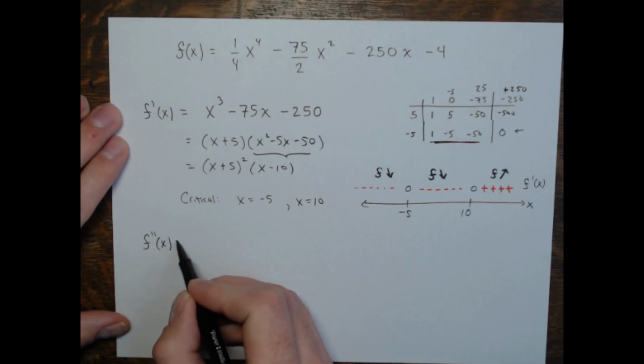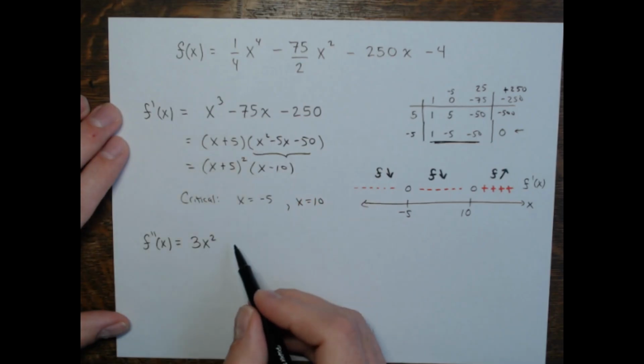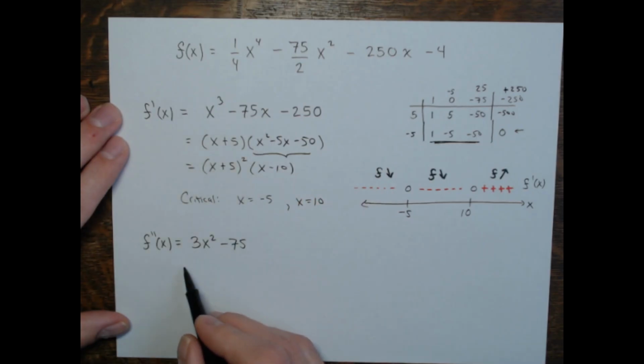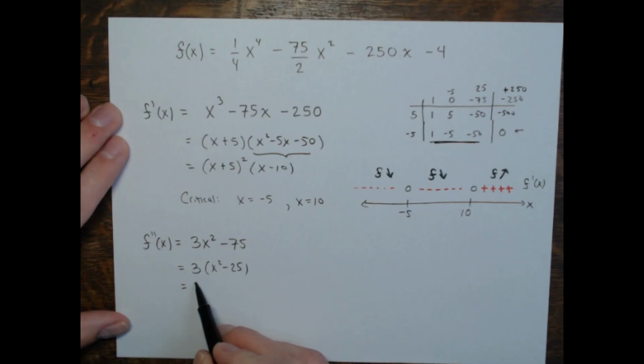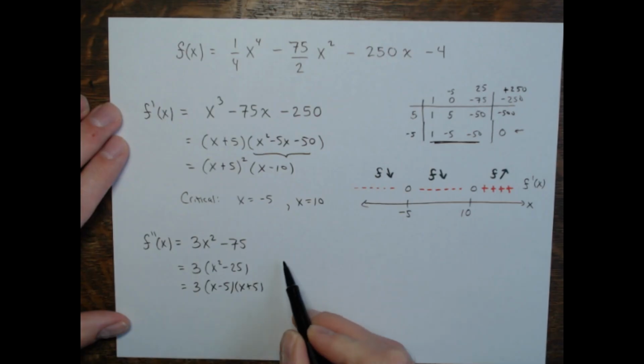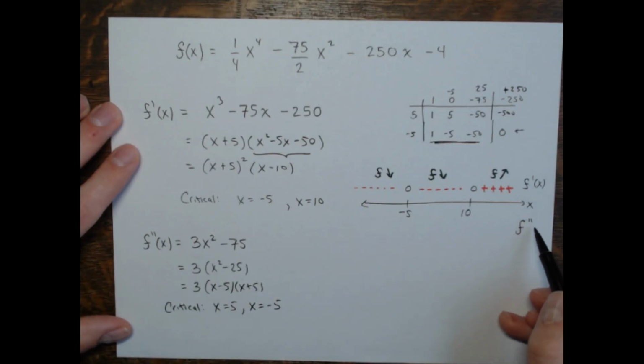f double prime would be 3x squared minus 75, and that's it. Now, if you want to factor this, you can pull 3 out, and then it's x squared minus 25, and that's the difference of squares, right? 3 times (x minus 5) times (x plus 5). So my critical values for the second derivative, where the second derivative is 0, are at positive 5 and at negative 5. So I'll do that on the number line here, second derivative below.